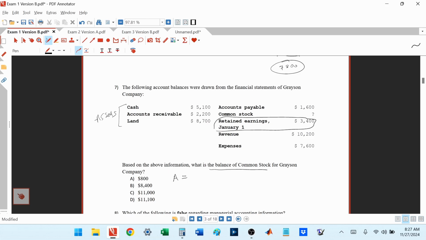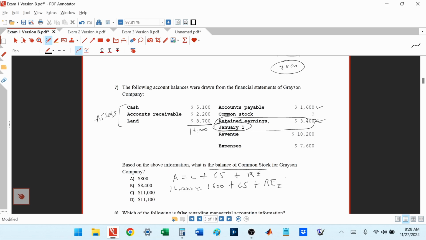So we just need to use our equation: assets equal liabilities plus common stock plus retained earnings. The assets balance at the end of the year, 5 and 2 is 7, and 8 is 15,000, and then 100, 200, and 700 all add up to 1,000. So the assets balance is 16,000 at the end of the year. Liabilities, there's only one of them, accounts payable. Common stock, that's what we're trying to figure out. And retained earnings balance at the end of the year, we don't know. This is the beginning of the year balance.